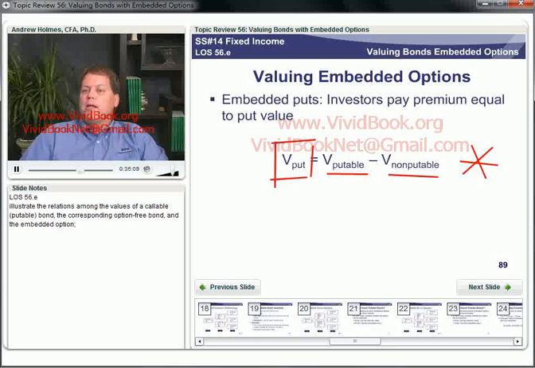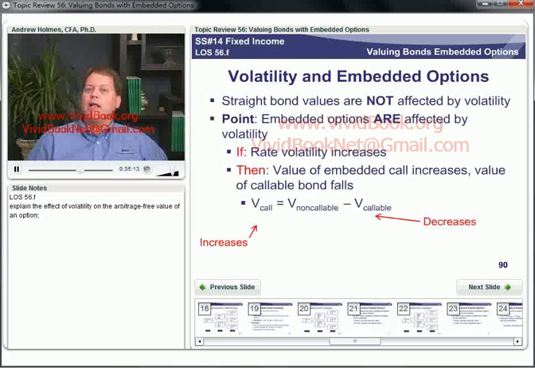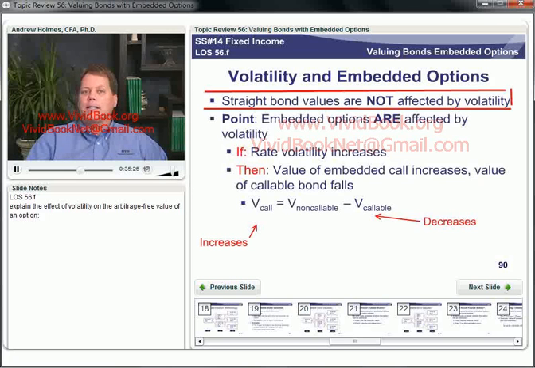All right, now a subtle but very important point, and that is volatility and embedded options. In order to understand this, you have to make sure that you internalize this first bullet point here. Straight bond values are not impacted by volatility. You may not have covered the derivatives material yet, but when you look at something like the Black-Scholes option pricing model, we're valuing an option.